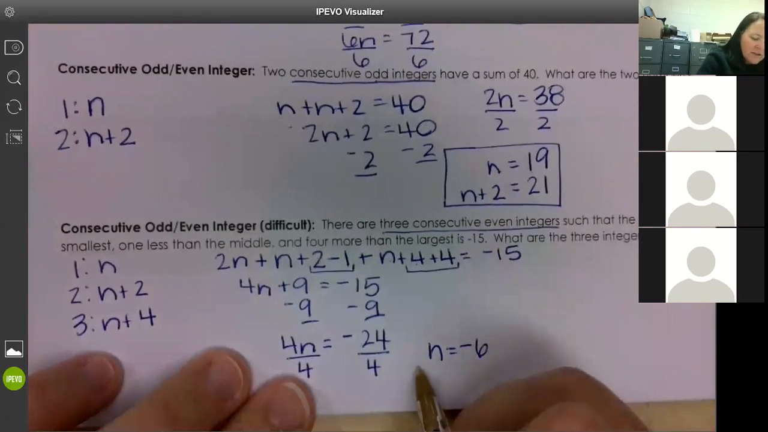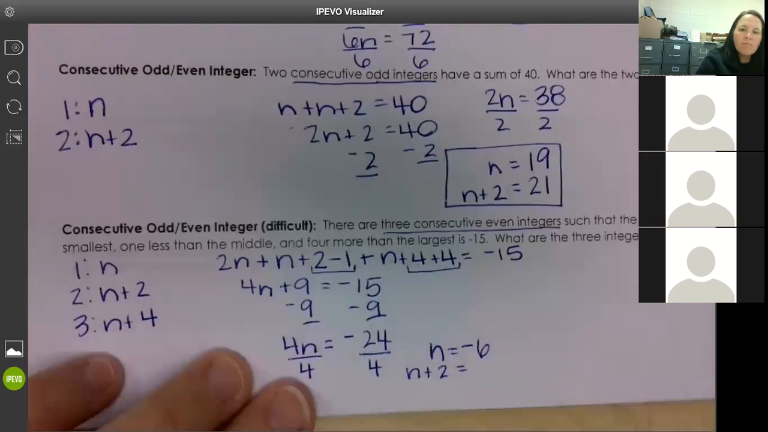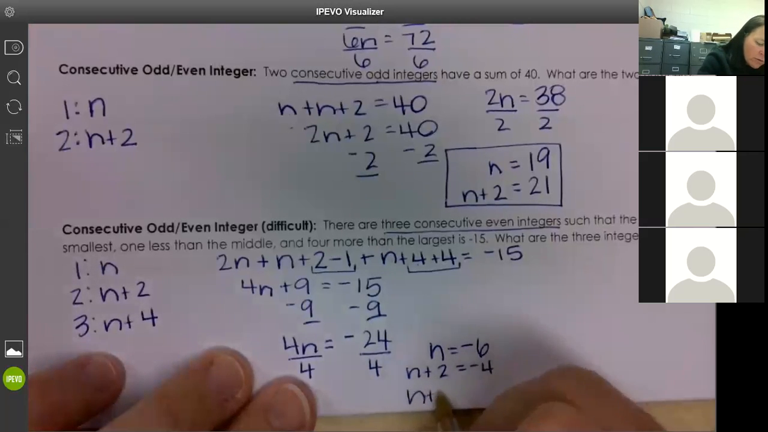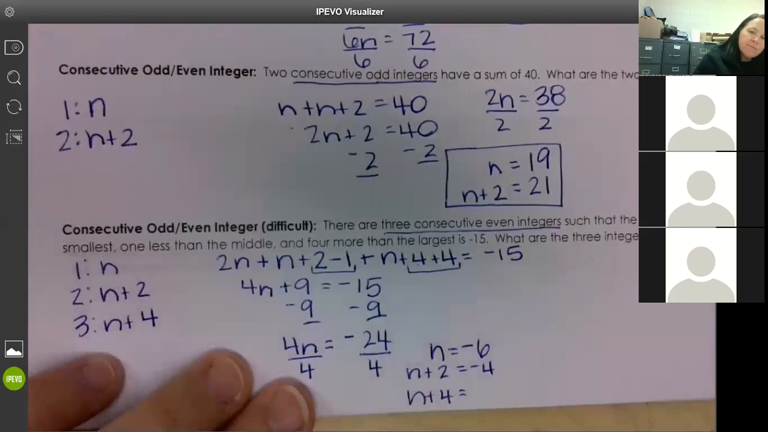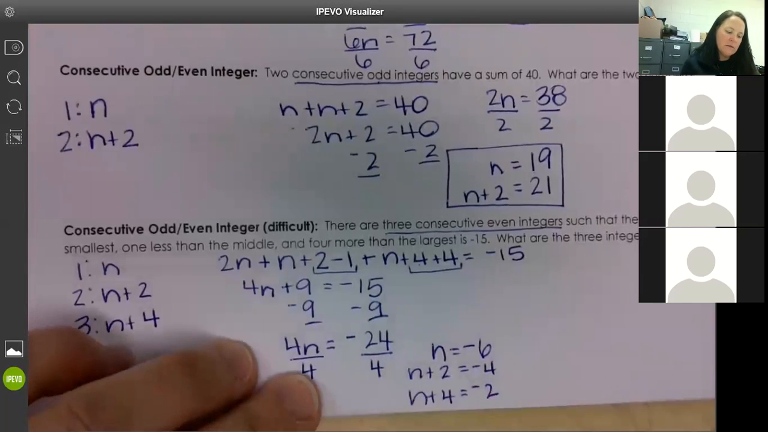So what would be n plus 2? Negative 4. And n plus 4 would be negative 2. Perfect.